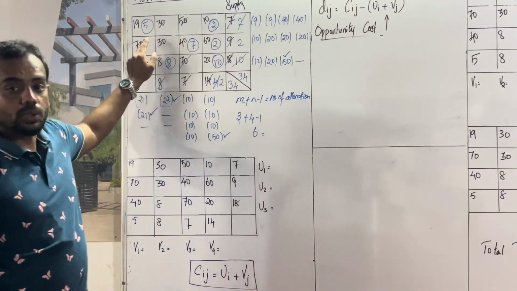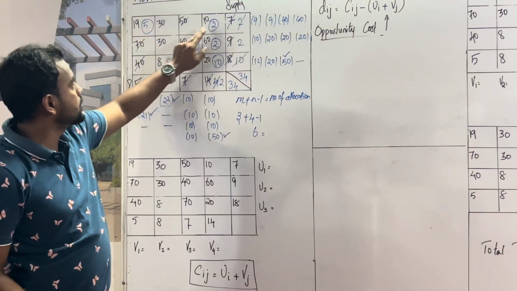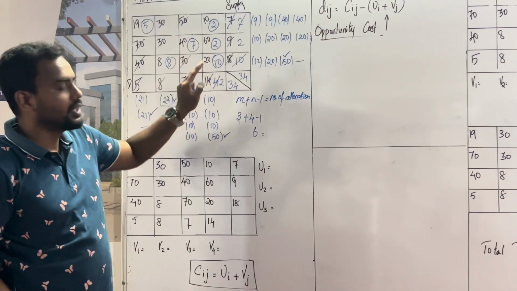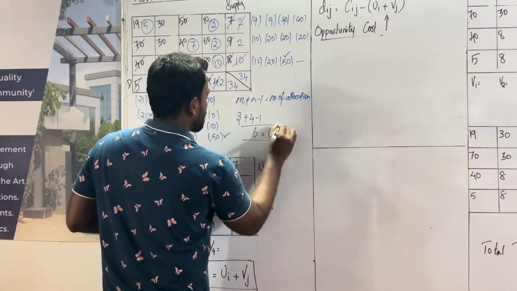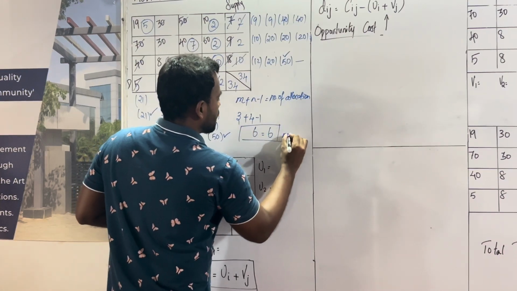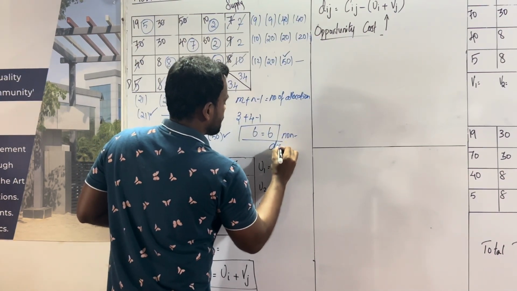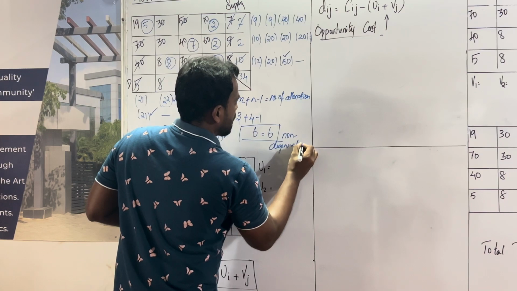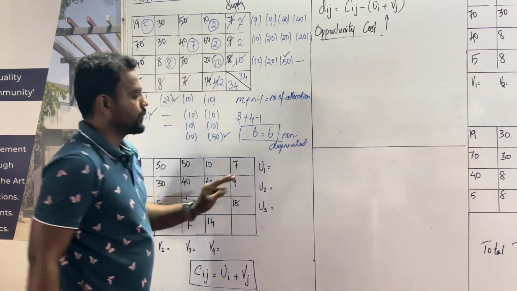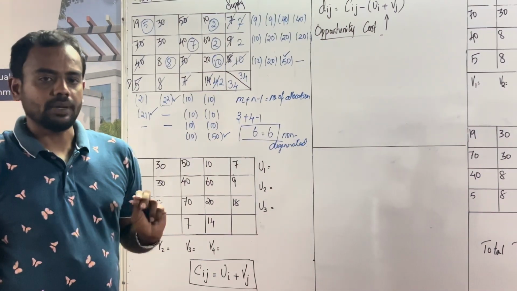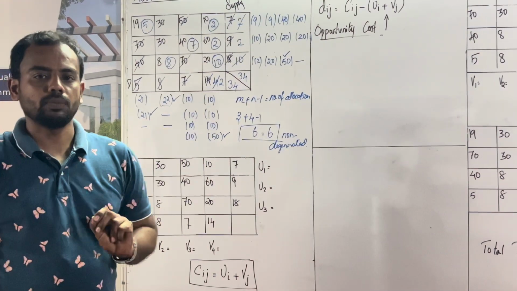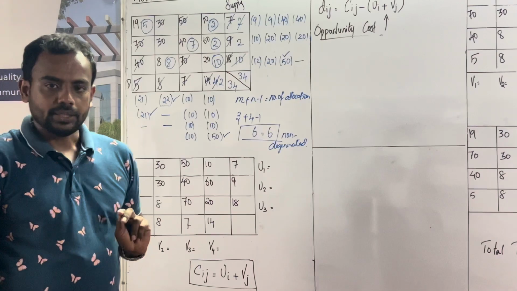So the total, which is going to be 6. So now we need to count how many number of allocations we have. 1, 2, 3, 4, 5 and 6. So total number of allocation equals to 6. So therefore the solution is non-degenerated. Okay, so we got solution in VAM. After doing VAM, we have to continue the same problem with your Modi method as well.